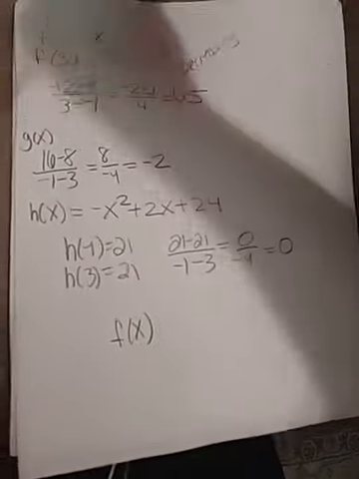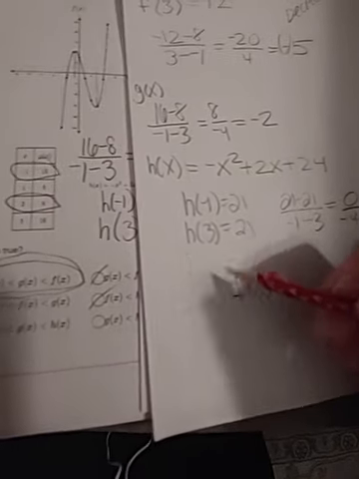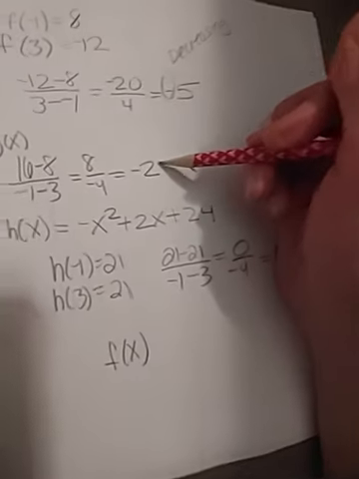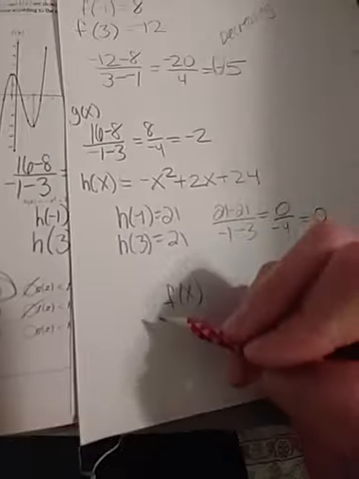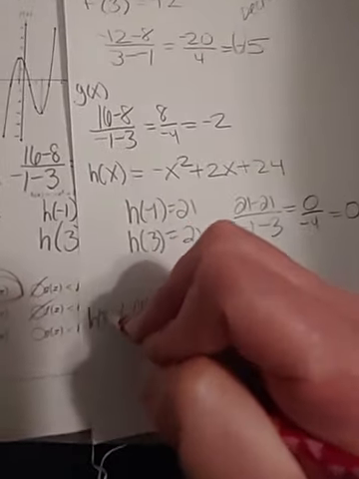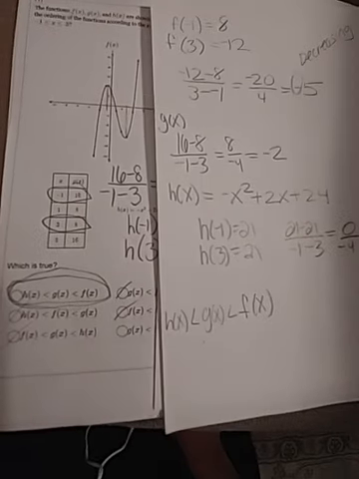So let's see how they put these inequalities. The f has the biggest, so the f has to be the largest. The g has the second largest. And the smallest rate of change is the h.